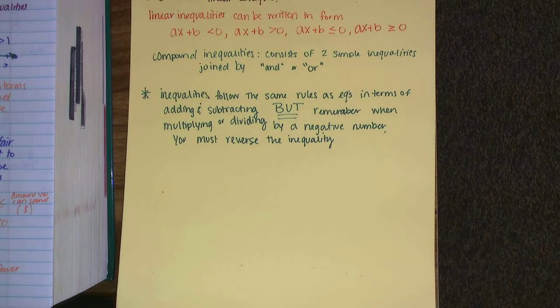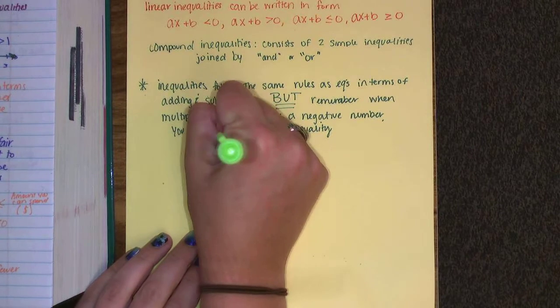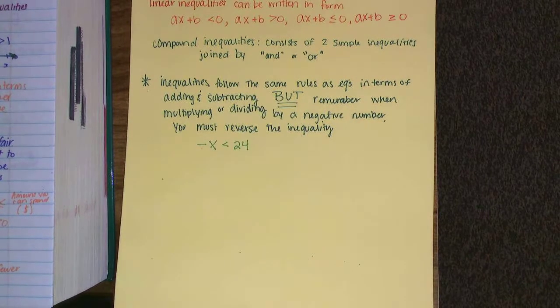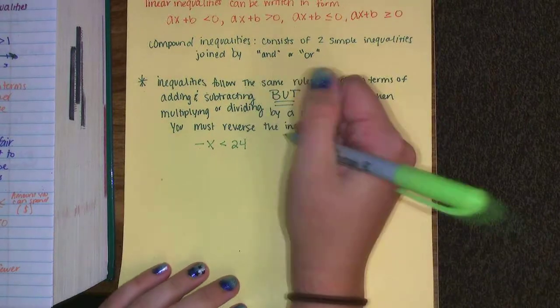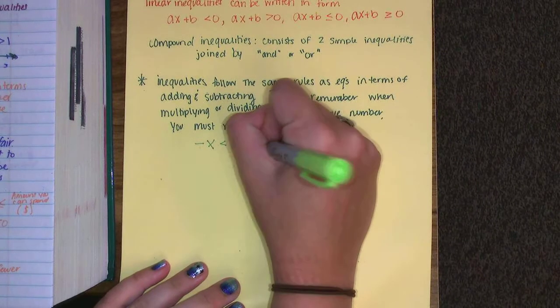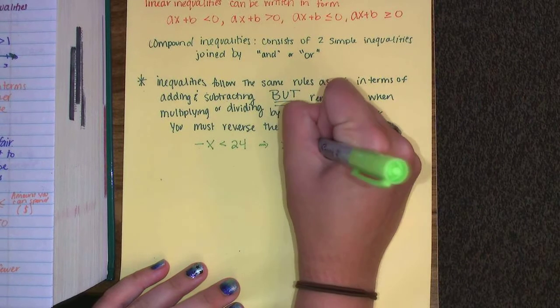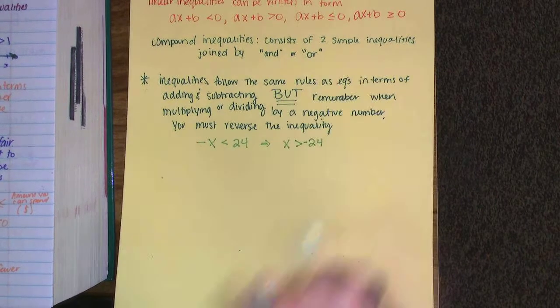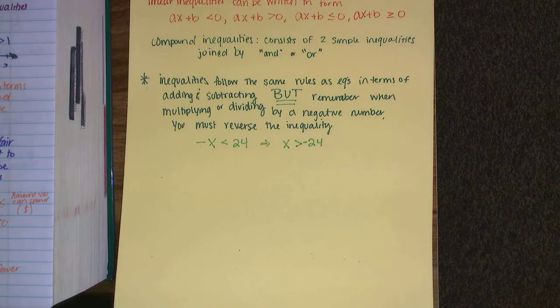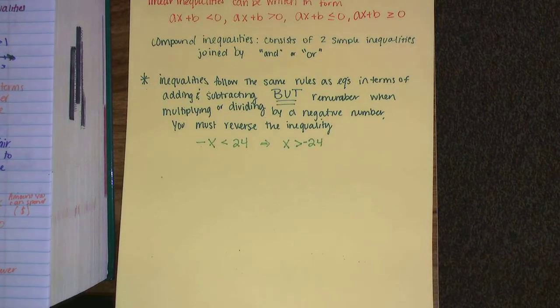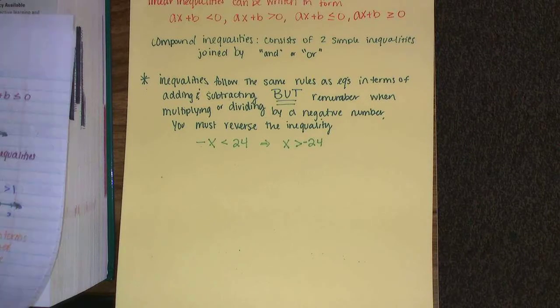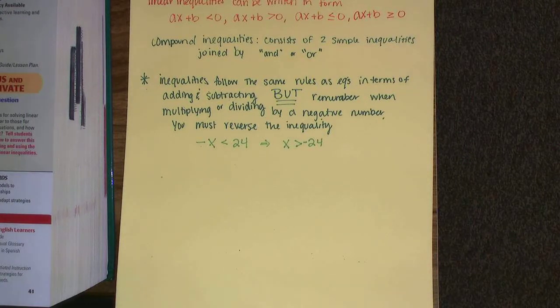Okay, so a quick example of that. If I have negative x is less than 24, in order to move that negative over, I need to take the inequality and flip it to be x is greater than negative 24. So I had negative x is less than 24. Now I have x is greater than negative 24. There are still some word problems in this section, but I'm not sure that we're actually going to do anything with that.